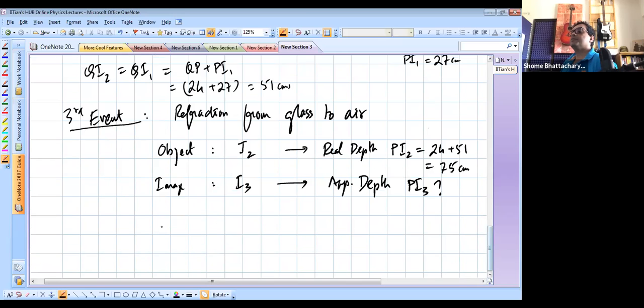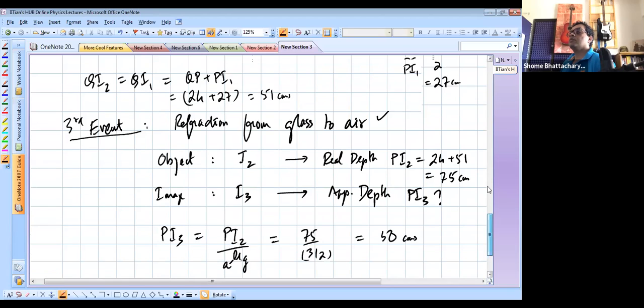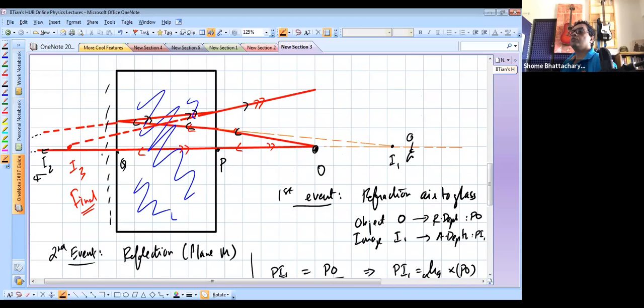So the apparent depth will be the real depth divided by refractive index of glass with respect to air, because it's going from glass to air. So this will become 75 divided by 3 by 2. So it becomes 50 centimeters. So from this point to where this final image is, that is so much. With respect to the object, it's another 18 centimeters.